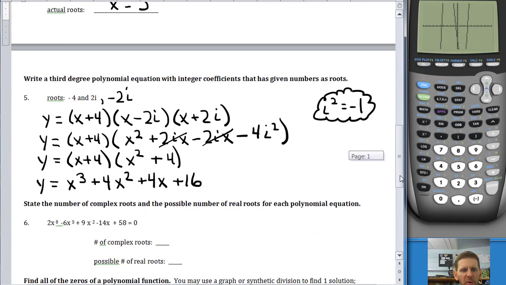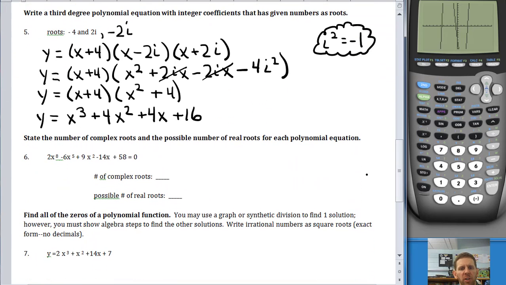Number 6, state the number of complex roots and the number of real roots for each polynomial equation. This is an x to the 8th power problem. This is the degree, the largest exponent. The fundamental theorem of algebra says that this largest exponent gives you the number of complex roots. So there are 8 answers to this question that will give you 0 as an answer.